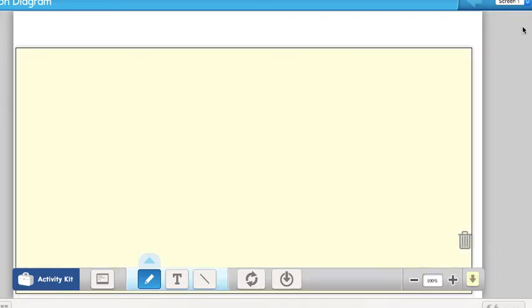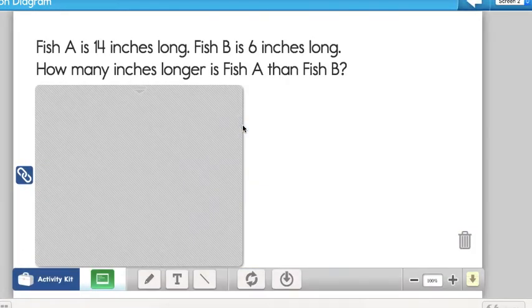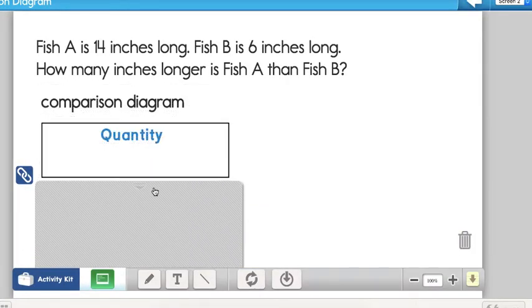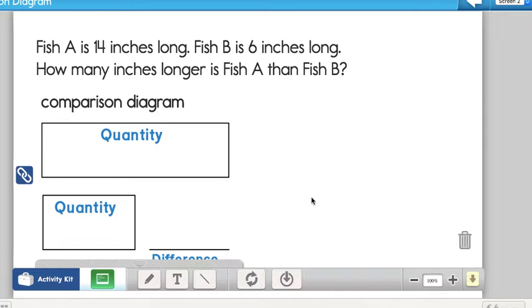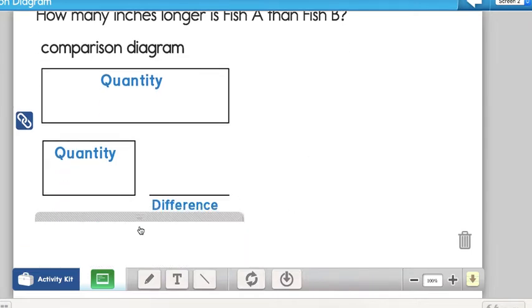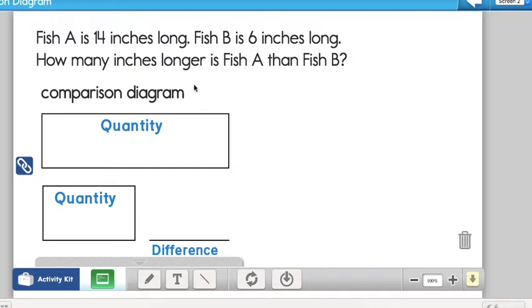Well, today we're going to learn about the comparison diagram. Now this is the comparison diagram. It's got a place where you write two quantities and then you find the difference. Now, fish A is 14. It has a higher number than fish B.